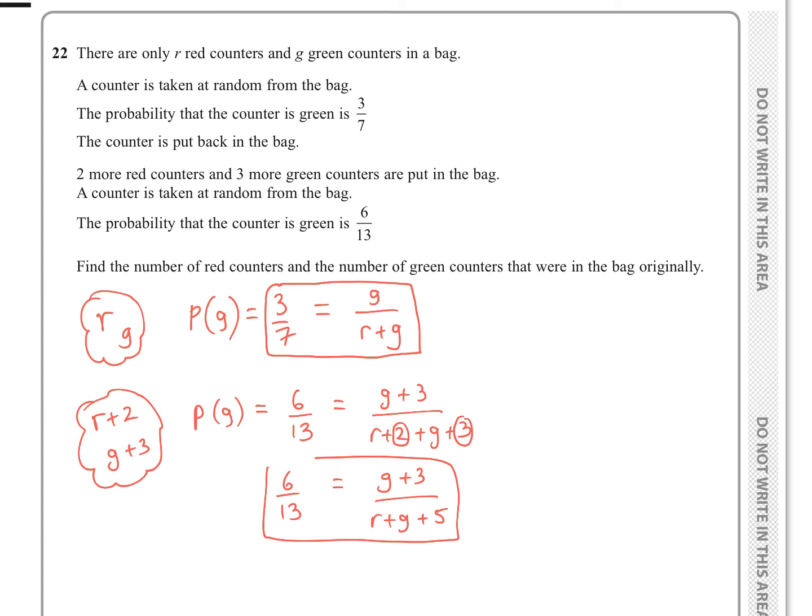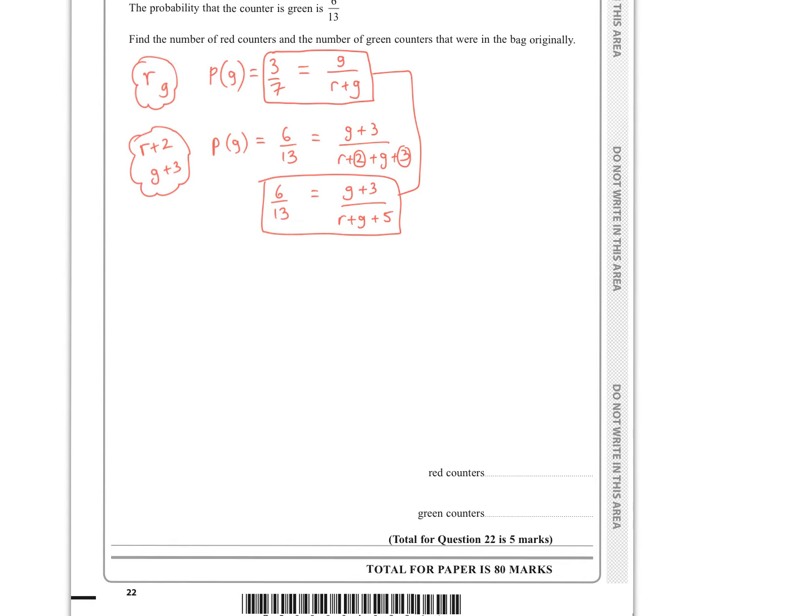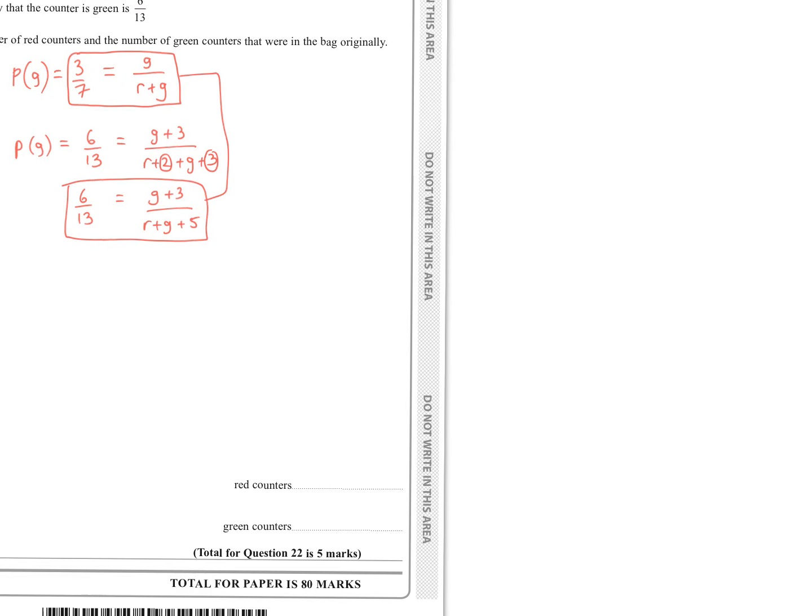So looking at these two here, all I need to do is solve these equations simultaneously, and that will give me the values of R and G that I need, because it says find the number of red counters and the number of green counters that were in the bag originally, which is just the value for R and the value for G. So let's give ourselves a bit of room. In fact, what I'll do is I'll work on the right hand side here.